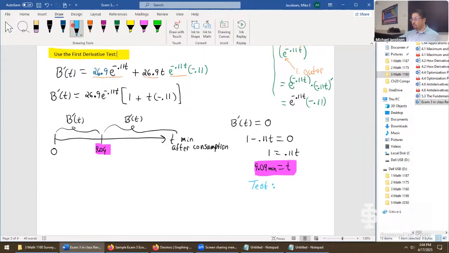What we're testing is the sign of the derivative, and we need a number in this region. Any number is going to do the job. Let's maybe take 1. You could take 0 because 0 would be in the domain here. That'd be exactly when the experiment starts.